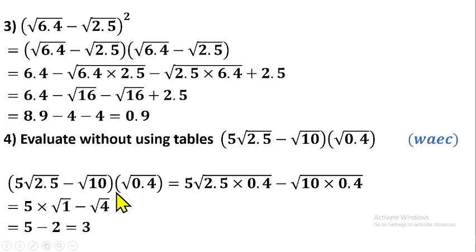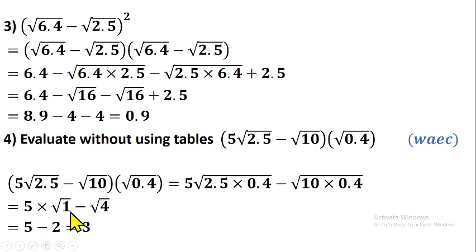2.5 multiplied by surd 0.4, that gives us 5 into 2.5 times 0.4. Do you understand what we did here? Just trying to explain it further. Minus 10, 10 times this will give us minus surd 10 times 0.4. Then if you multiply this by this, that should give us surd 1.